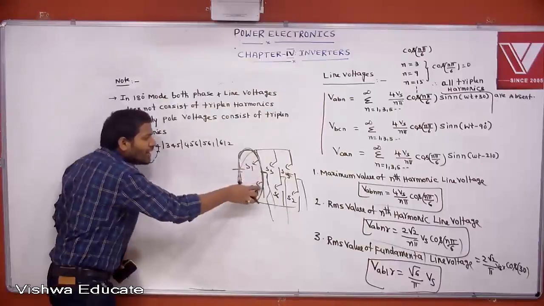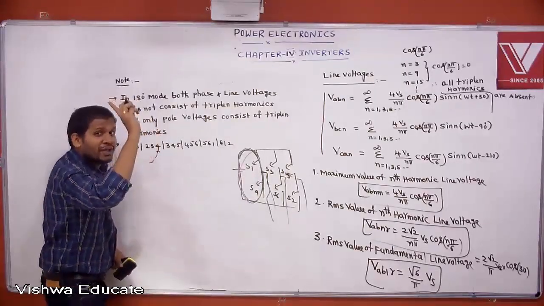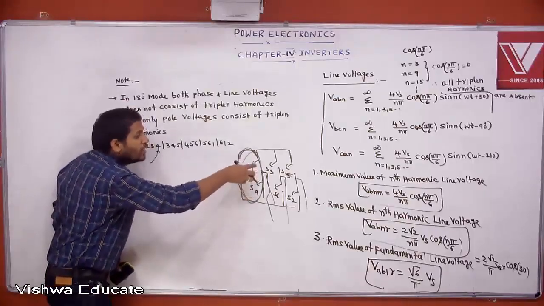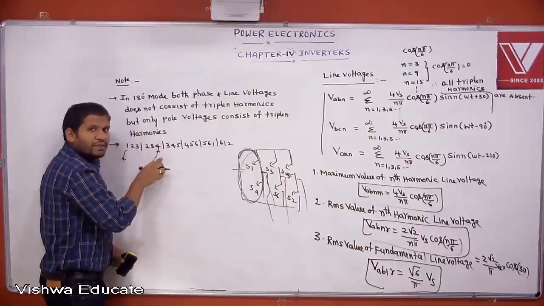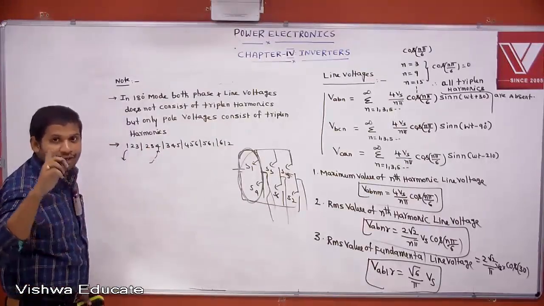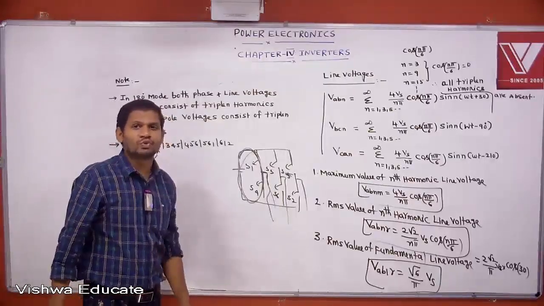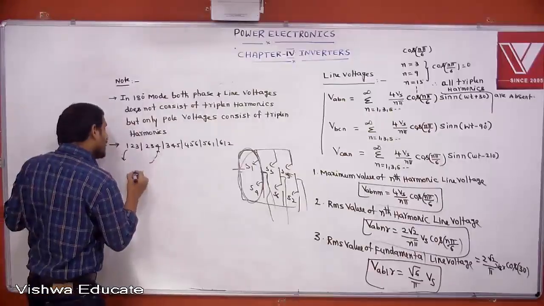That's why in 180-degree mode, there are 2 switches in one leg. But that is not the problem in 120-degree mode, that I will explain. In 180-degree mode, with 2 switches in one leg, there is no phase difference. Hence, there is a possibility of shoot-through fault. If any short circuit fault occurs through the source, that is called shoot-through fault.